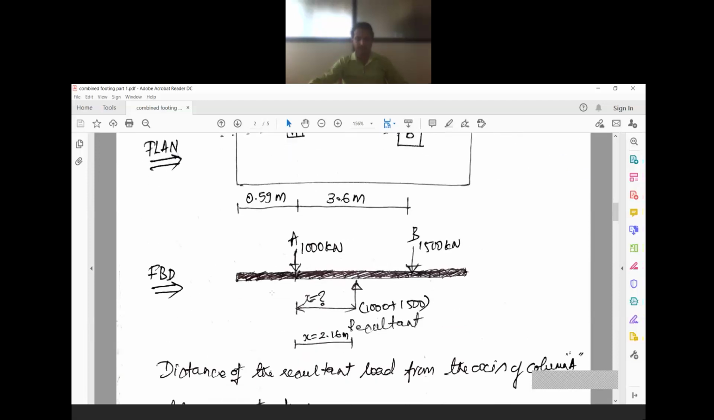If you observe this free body diagram, total load is 1000 plus 1500, 2500. So the magnitude of resultant is known, that is 2500, but we don't know the distance from A. So we don't know how far from column A the resultant appears. If we can calculate that, we will be able to calculate the length of the foundation, and with comparison with length and area of the foundation, we will be able to calculate the width. We shall see how it can be done.